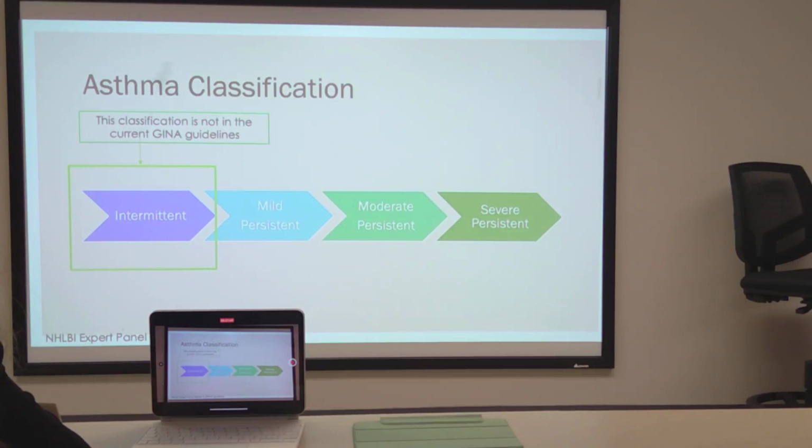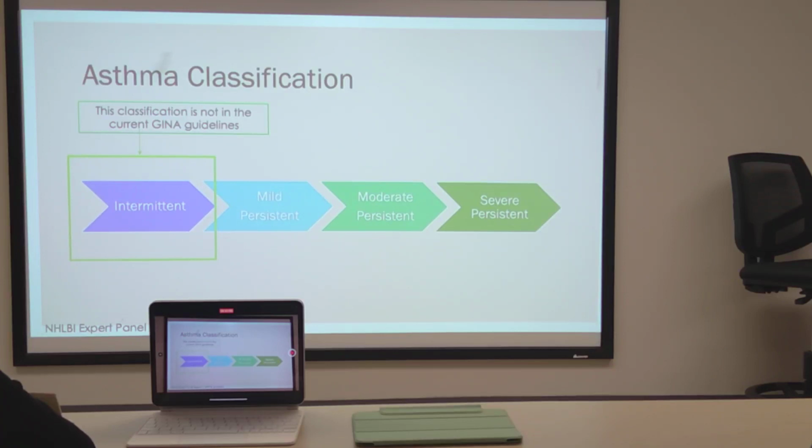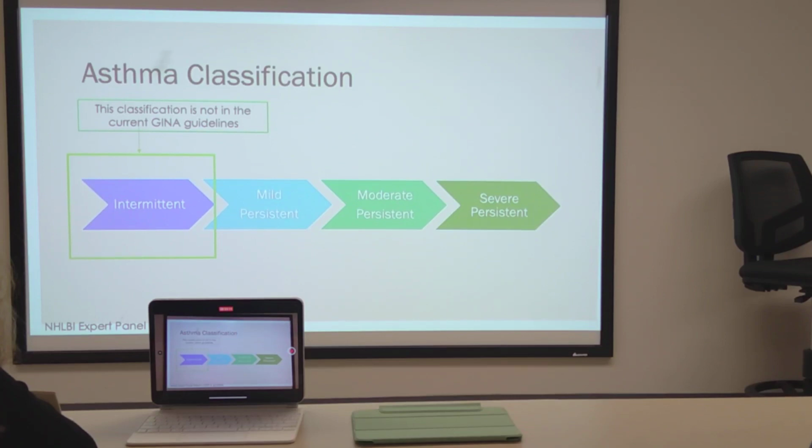So I talked about classification. These are the four main classifications when it comes to asthma: intermittent, mild persistent, moderate persistent, and severe persistent. I did want to highlight here that, again, I mentioned that we have the GINA and the EPR-3 guidelines, right? But the GINA guidelines actually do not classify intermittent asthma, but I still kept it here for completeness' sake, so that you are familiar with all four classifications of asthma.